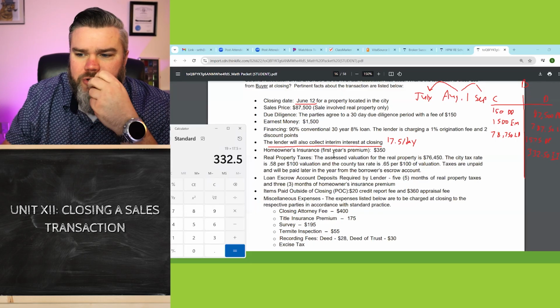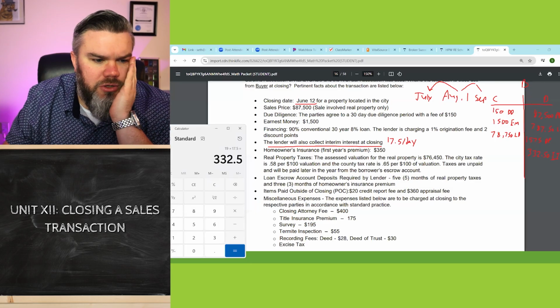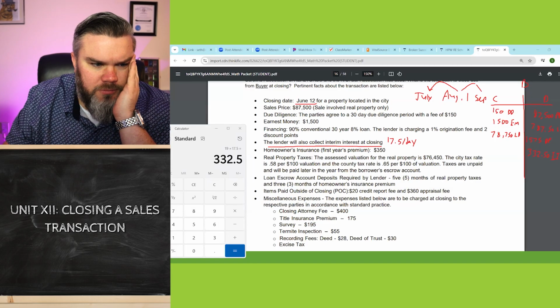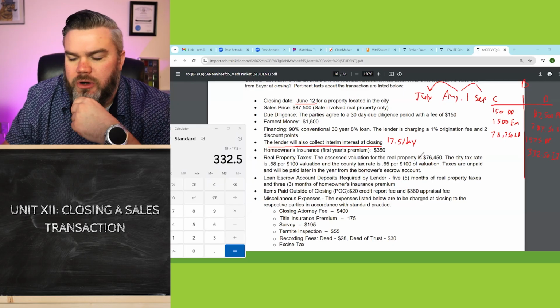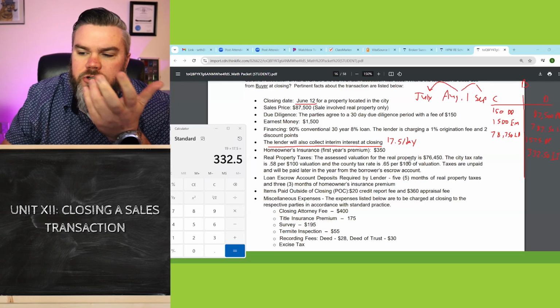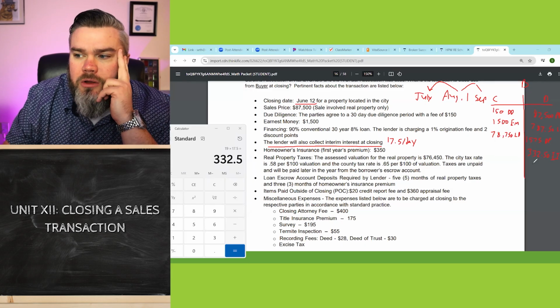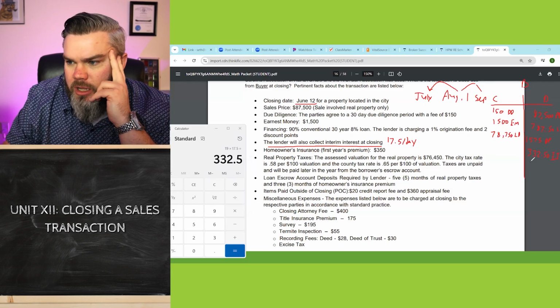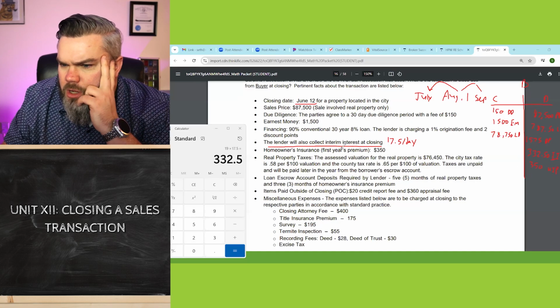Next is homeowners insurance. First year's premium $350. That is literally just the attorney taking a year of homeowners insurance so they can pay your first year up front. Right? So that's going to be just plug it in. No math there. $350 for your homeowners insurance premium, which is your first year. I wish it was only that much, but whatever.